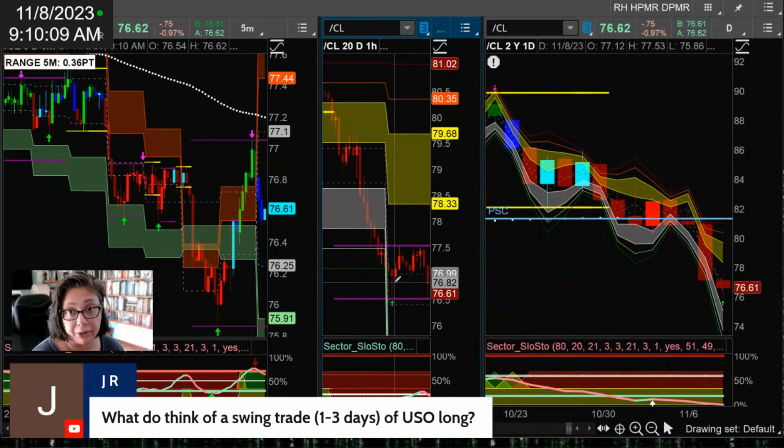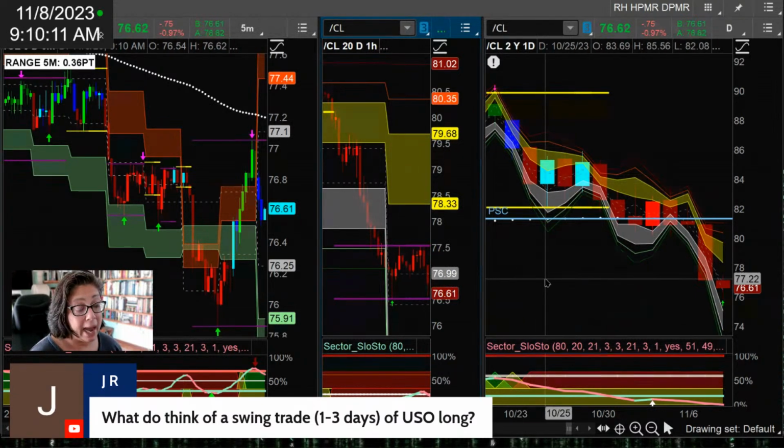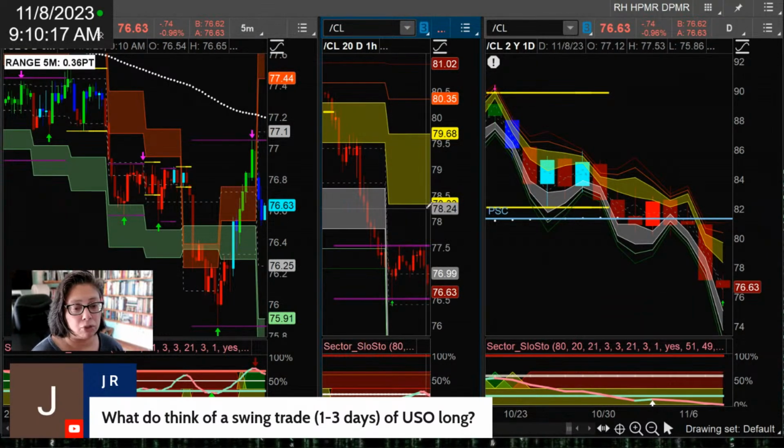I'm also going to be bearish on the 1 hour, and then on the daily. So if I'm going to go 1 to 3 days, JR, that choice is so perfect because that's the one spot of the three that I have a trend. So what do I think of it?